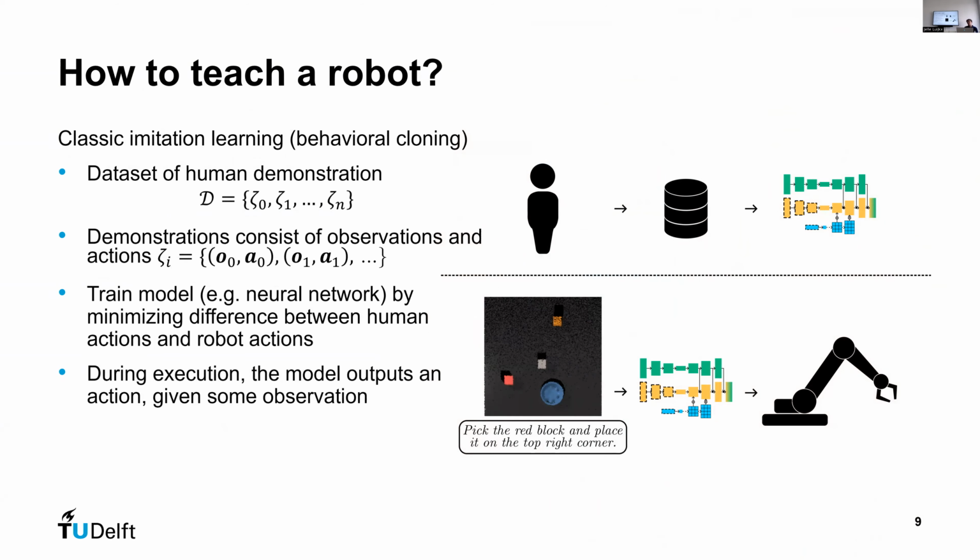So first of all, I will present to you how a classic learning from demonstration procedure would take place, and what is often used for teaching robots simple things. So this is imitation learning, so a robot imitating a human. And one typical way of doing this is behavioral cloning.